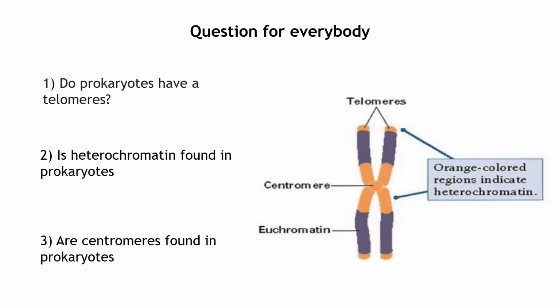Okay, so I gave a long answer about this question on heterochromatin. I wonder what you think about this. I have been talking about this type of chromosome, but what about prokaryotes? Do prokaryotes have telomeres? Do prokaryotes have heterochromatin? Do prokaryotes have centromeres? You can stop the video and think about it. I have been talking a lot about the common chromosome that we see in eukaryotes, but what about the prokaryotes? What happens there?